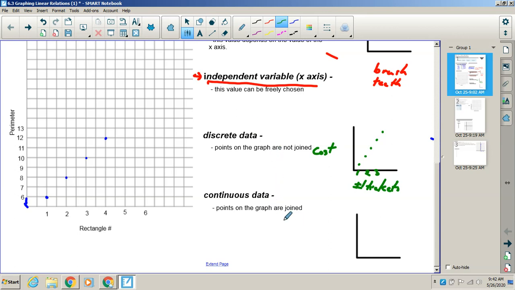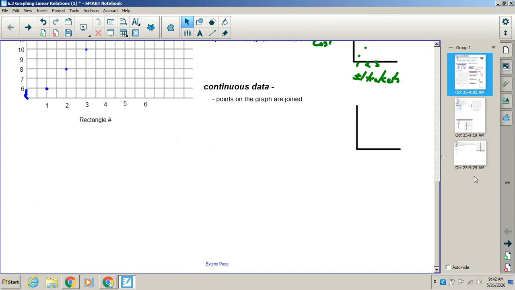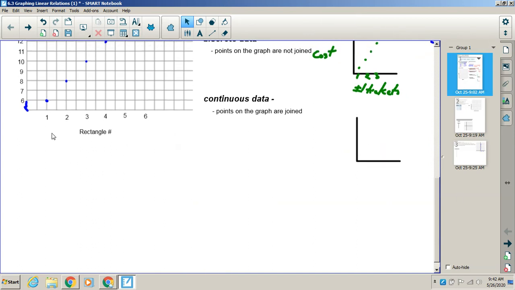Continuous data, I would join the points. And a typical continuous data question or graph, I'll just give myself a little bit of room here, would be, you do a lot of distance and time graphs. So here I have my time, whatever I'm traveling for, let's say it's in hours, and here's my distance I've traveled, and let's say that's in kilometers.